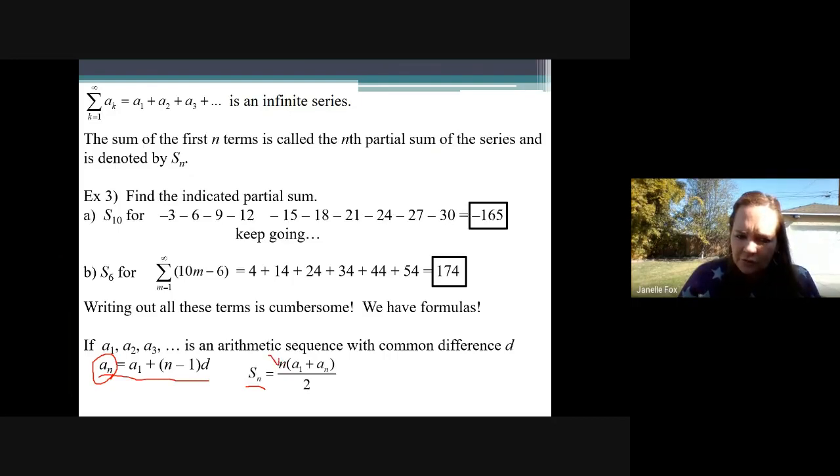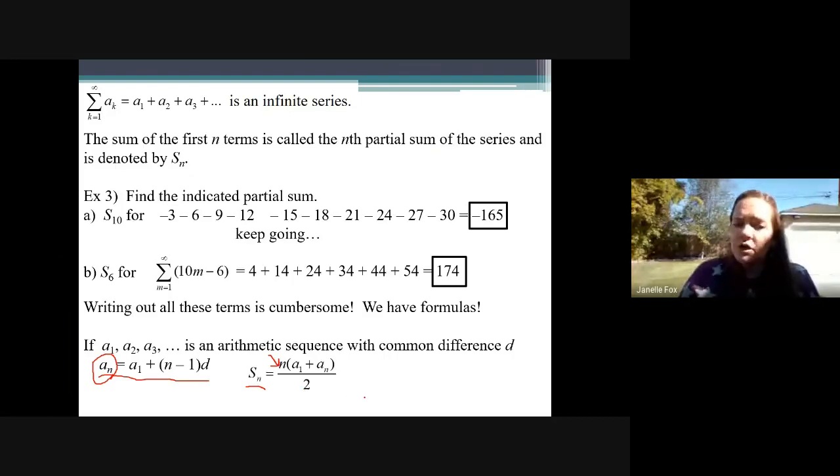So make a note for yourself that n stands for the number of terms, and then you're going to multiply by the sum of the first term, which is a sub 1, plus the nth term, which is your last term. So say it says S sub 100, then it's the first term and then the 100th term. You add those up, multiply by how many terms there are, and then divide by 2.